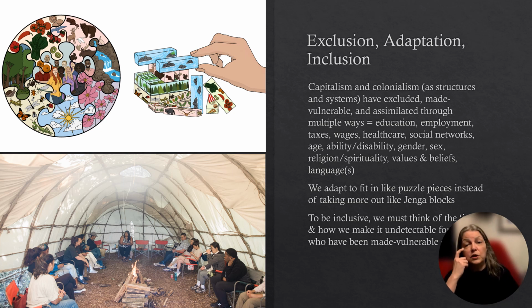So that brings me to exclusion, adaptation, and inclusion. So when I say this, capitalism and colonialism, these structures and systems that have been created, have excluded vast numbers of people. And I don't want to get into particulars, but with doing that, you've made people vulnerable, or they've had to choose things that assimilate them into these systems, like education, employment, because otherwise they wouldn't survive. So it's a survival thing too, right?